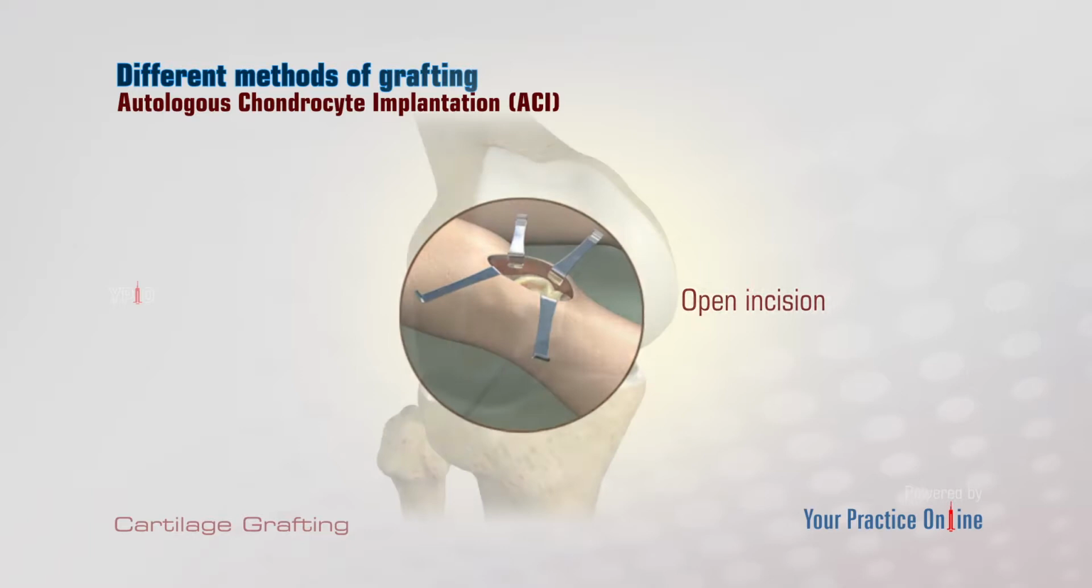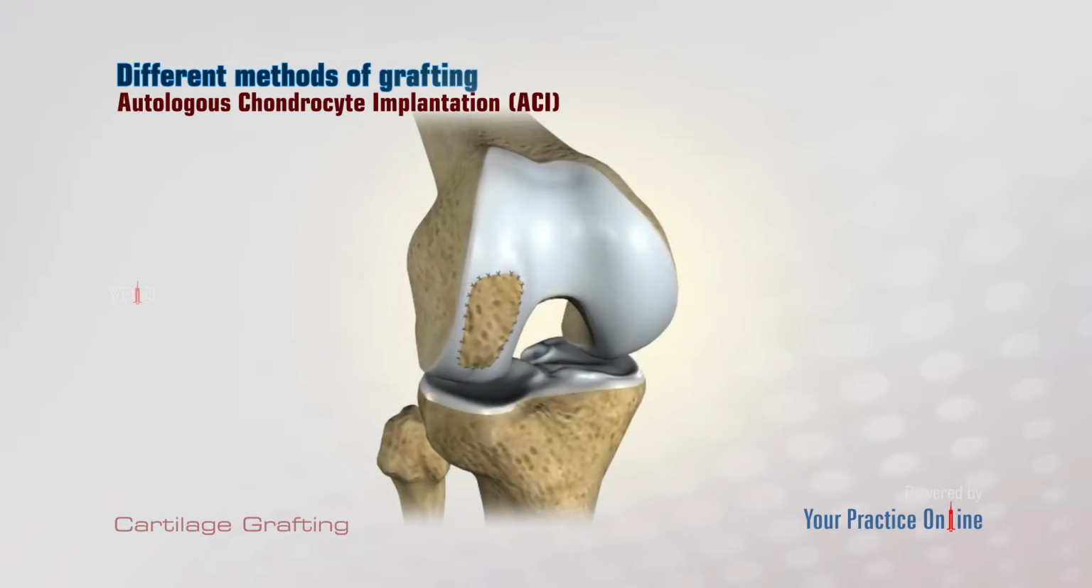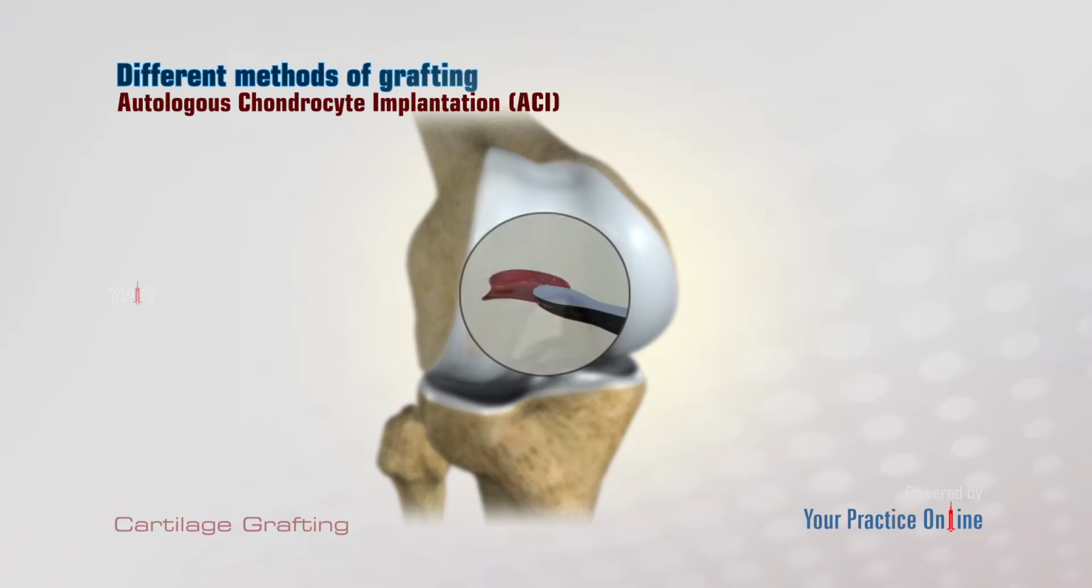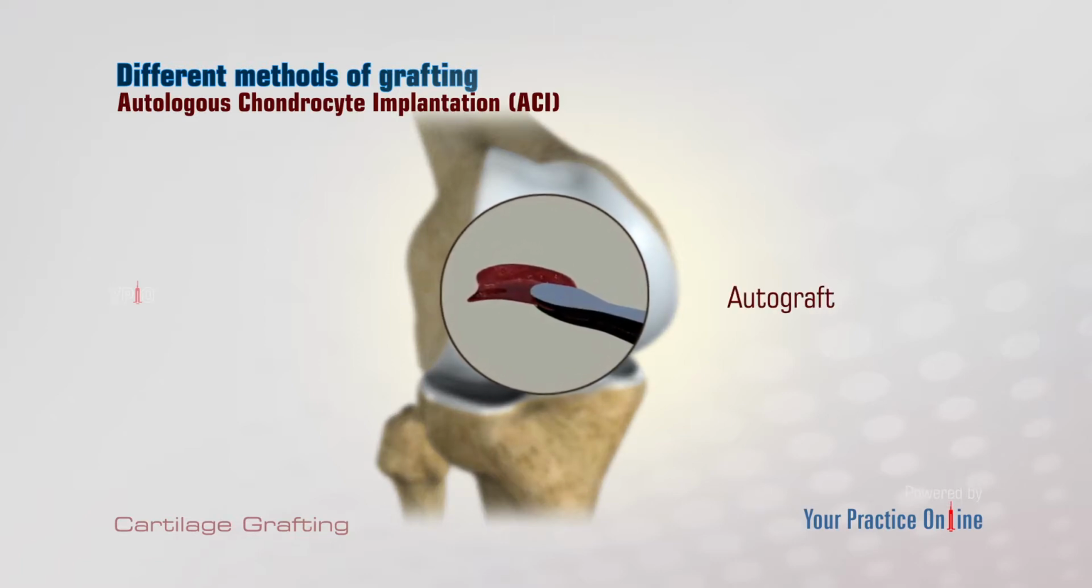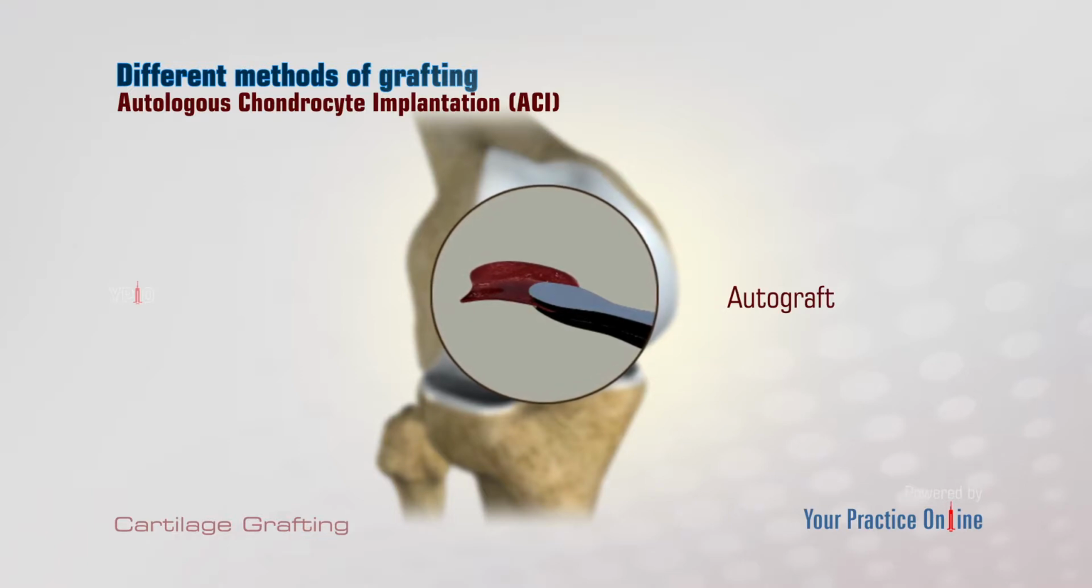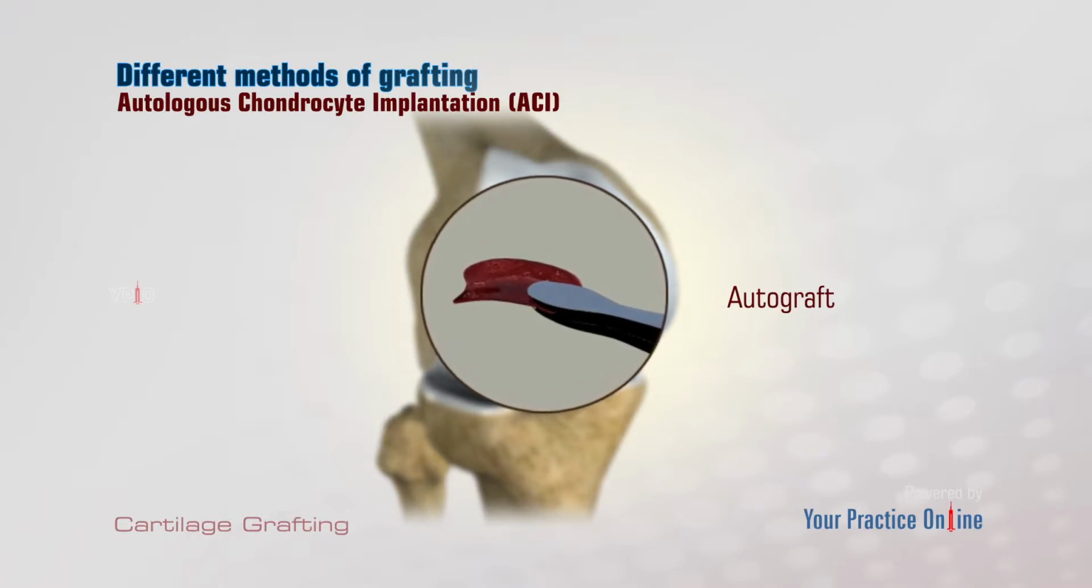Your surgeon sews the graft over the damaged cartilage, and the cultured cartilage cells from the lab are injected under the graft to allow new bone cells to grow. The cultured cartilage cells will repair and replace the damaged cartilage. The advantage of this procedure is that the harvested cells are taken from the patient's own body, autograft, lessening any risk of transplant rejection.